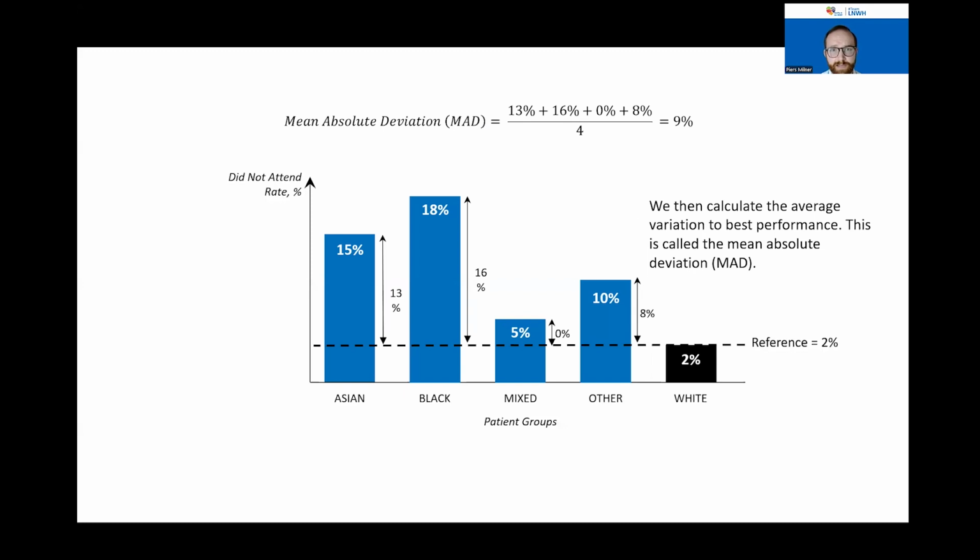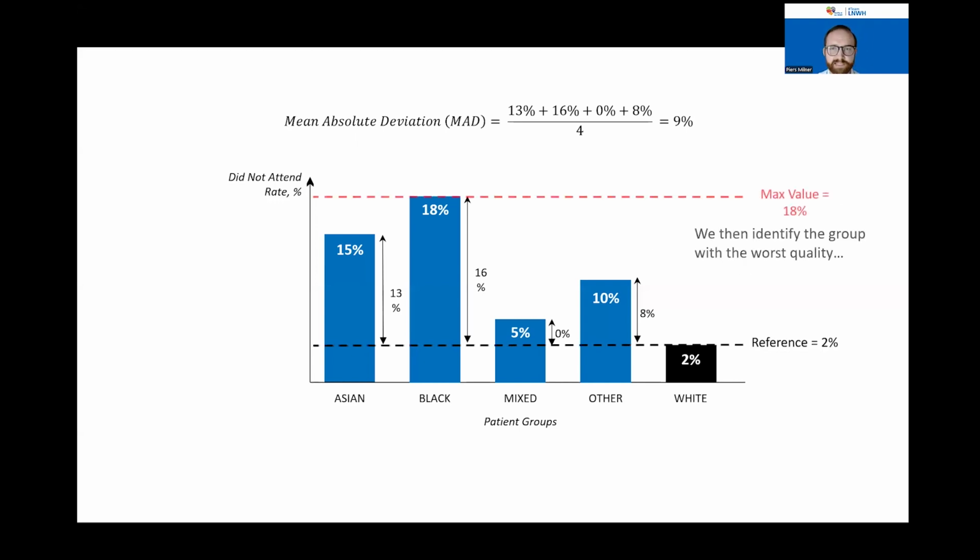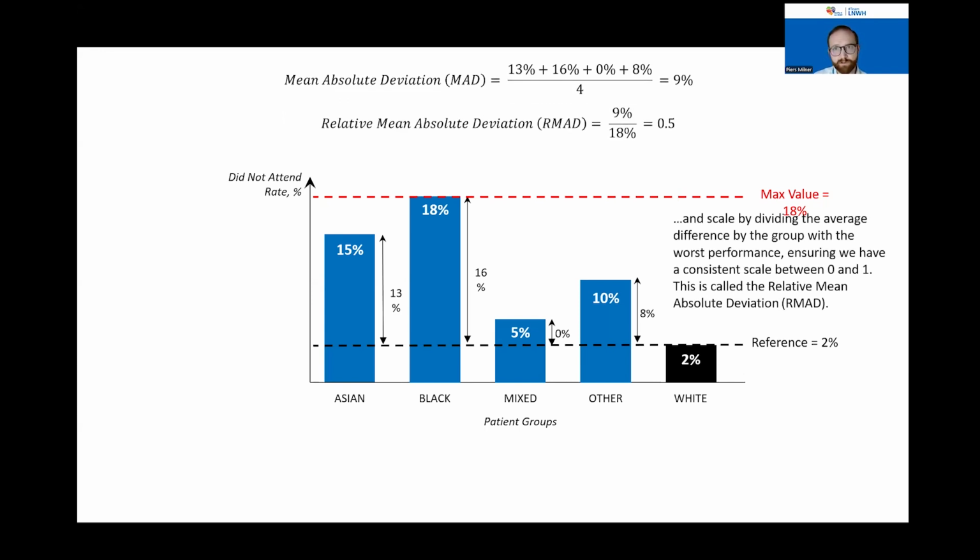The first step then is calculating the mean absolute deviation. In doing that, essentially all we do is average out these variances between the reference group and our individual characteristic groups. If you move to the next slide, we then identify the group with the worst quality, which in this case is our Black patients, who've got a DNA rate of 18%. Go to the next slide. And doing that, we scale the mean absolute deviation by this. This is what gives us a consistent scale between 0 and 1, known as the relative mean absolute deviation. It also crucially allows us to bring rates and percentages into the same units. So we can compare DNA rates, but we can also compare things like the number of clinical incidents over a period of time, under the same units.